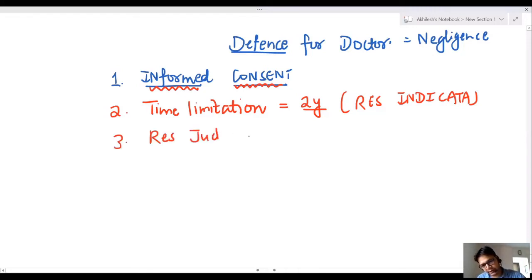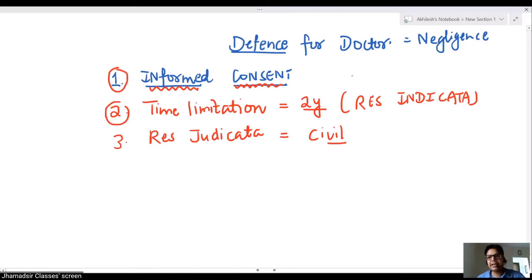Number three, res judicata. Third defense for a doctor, res judicata. But just remember, res judicata is a defense in civil cases only. What are the defenses available for a doctor? First, the doctor should get informed consent. Time limitation for the patient to file a case is 2 years. And res judicata is a defense in civil cases only. What is res judicata? You just remember the name. When you prepare for the PG exam, I will let you know.